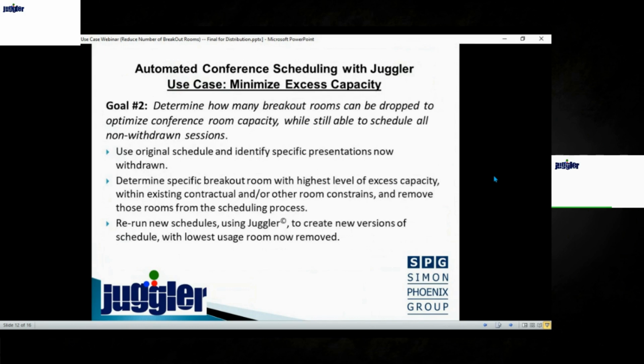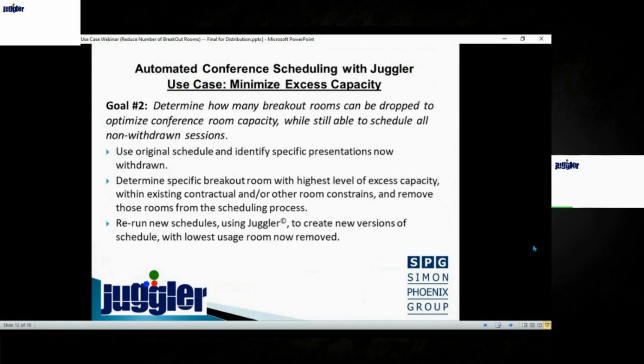The second goal in this whole exercise was really to determine how many breakout rooms can be dropped in order to optimize conference room capacity while still being able to schedule all of the non-withdrawn sessions. So I alluded to initially a few slides ago that there was an original schedule that was created and communicated out to people. Presenters then started withdrawing their submissions because of the economy, so there was a need to now identify which specific presentations are now being withdrawn.